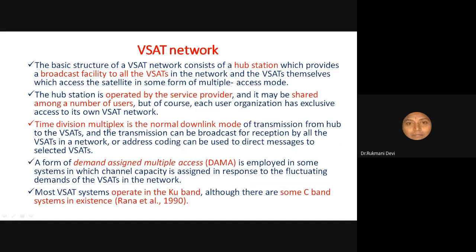Here, time division multiplex is the normal downlink mode of transmission from hub to the VSATs, and the transmission can be broadcast for reception by all the VSATs in the network, or address coding can be used to direct messages to selected VSATs. A form of demand assigned multiple access is employed in some systems, in which channel capacity is assigned in response to the fluctuating demands of the VSATs in the network.